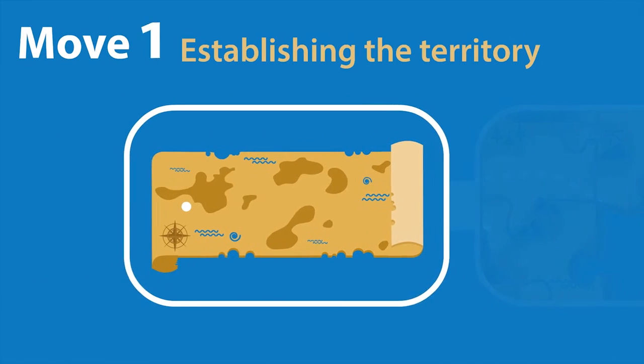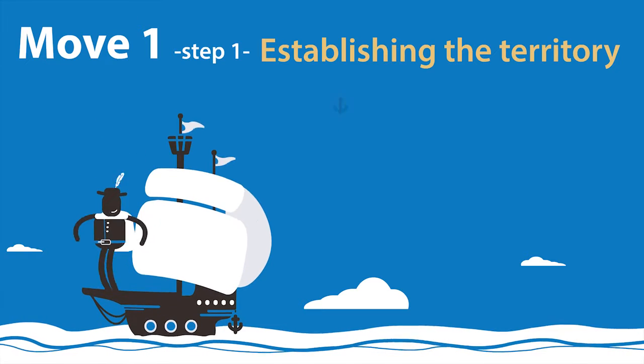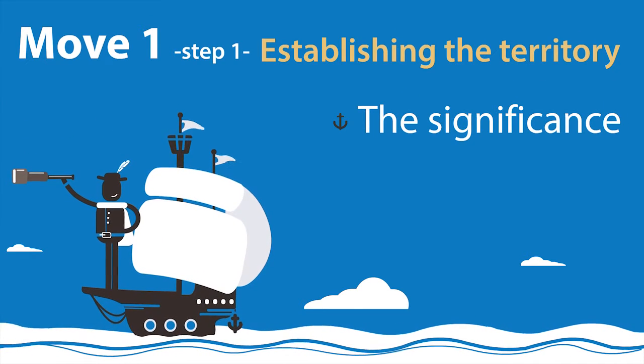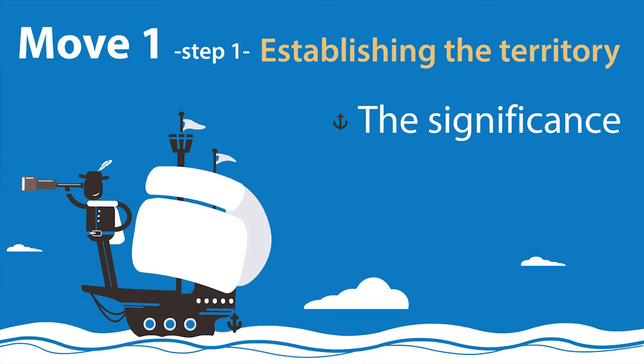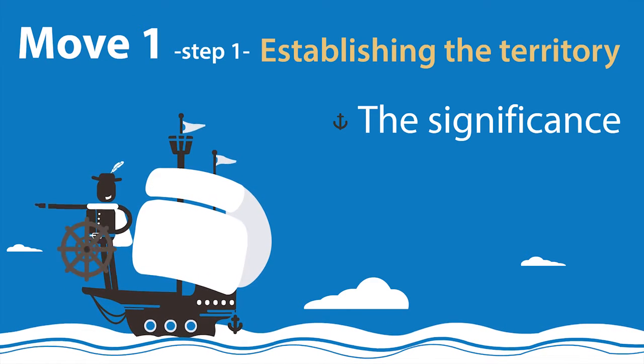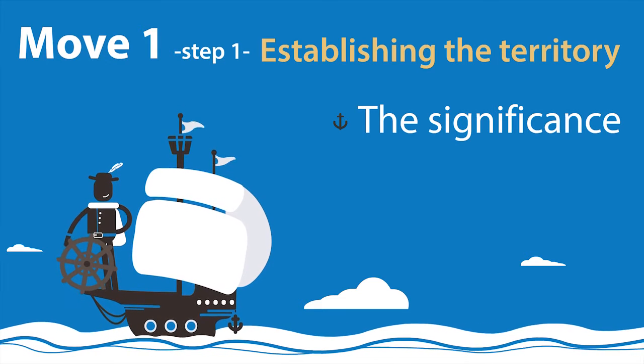Move 1 contains 2 steps. Step 1. Here you're establishing the significance of your research area. This first step should convince us, the readers, that what you are investigating is worth reading about, and that it was worth years of your life. It should also grab us by making the problem you are dealing with relevant due to its importance.